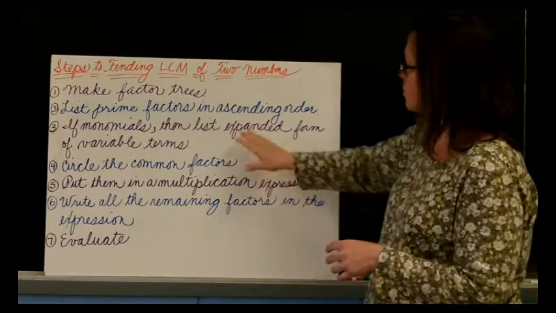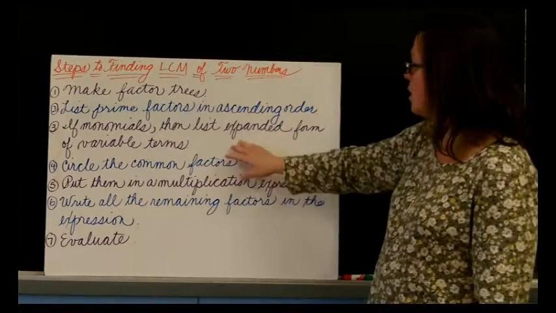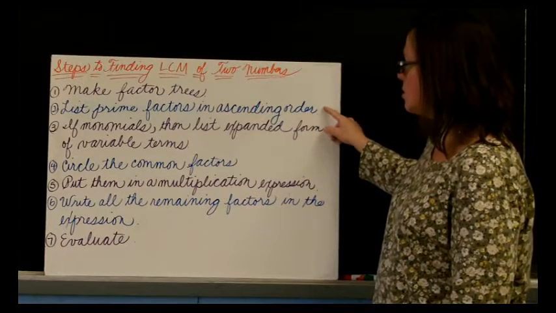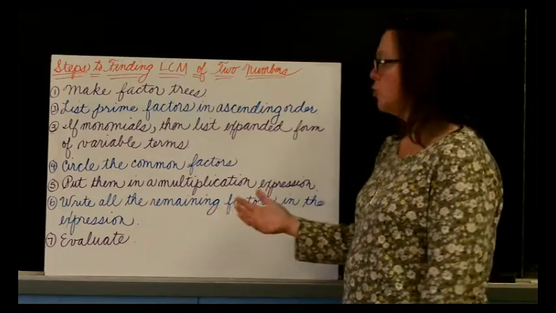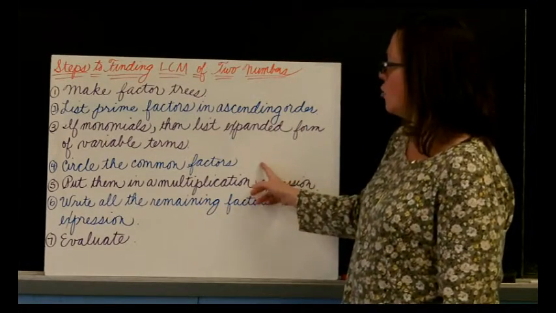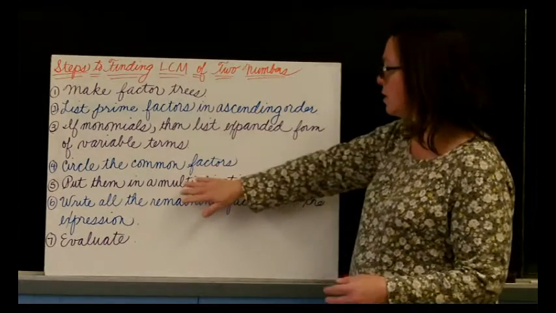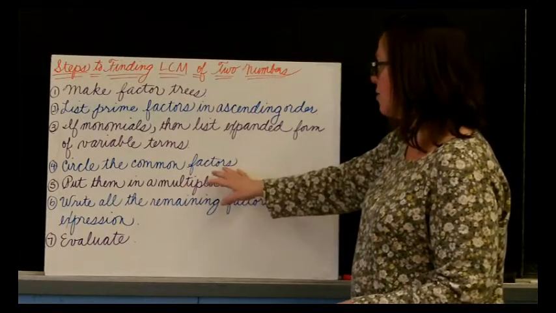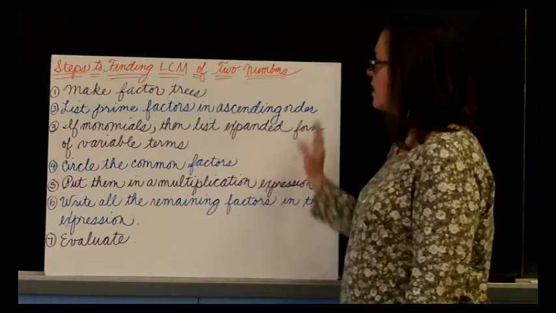Third, if there are monomials that you're factoring, then after you list your prime factors in ascending order, you need to list the expanded form of all your variable terms. And remember, those are kept in alphabetical order. Then you will circle the factors that are common. Then you'll take those common factors and put them in a multiplication expression.